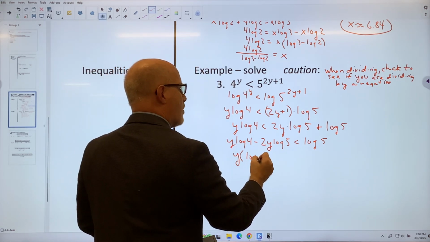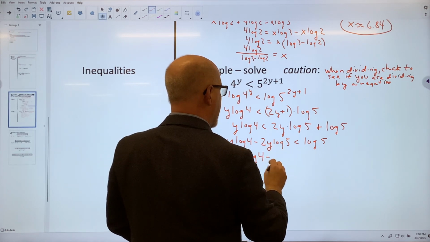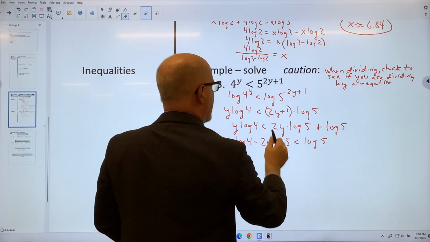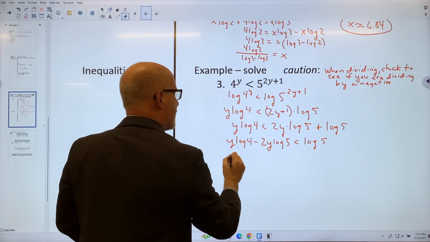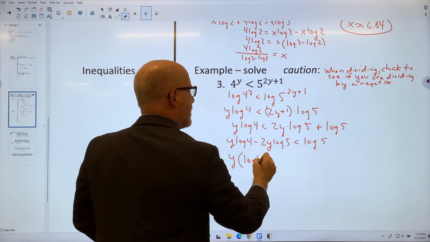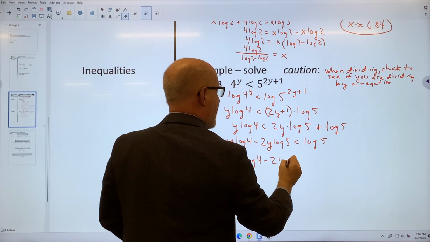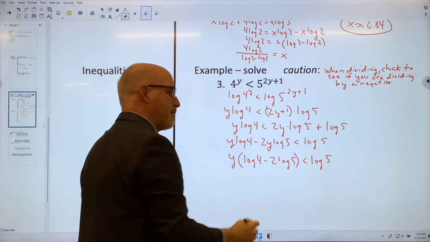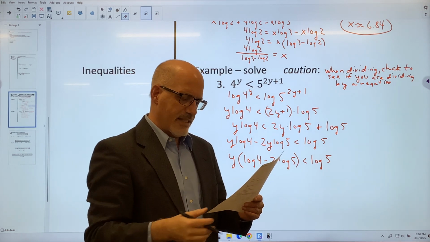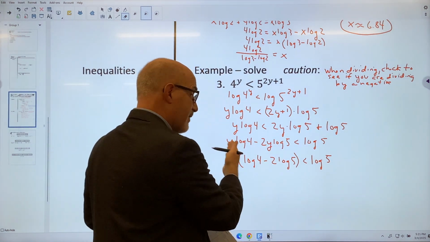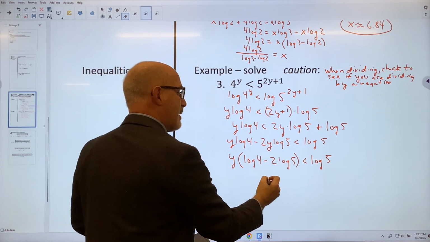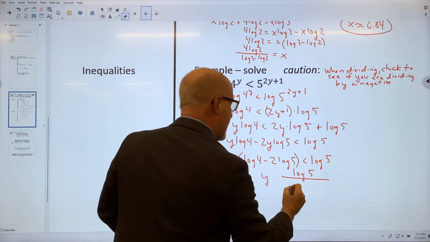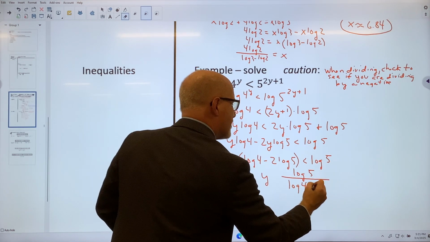Actually on this one, I've got a 2 in front there first, so I first have to deal with that 2. Take out the y, and I'm going to have log of 4 minus 2 log of 5 is less than log of 5. I could move that 2 up to be an exponent if I wanted to, but it's not necessary in this case. Now, divide by this on both sides. I'm going to have y less than log of 5 divided by log of 4 minus 2 log of 5.